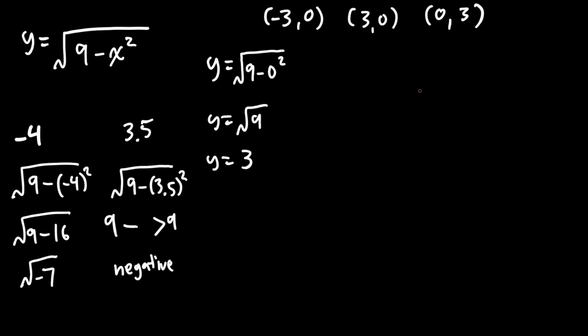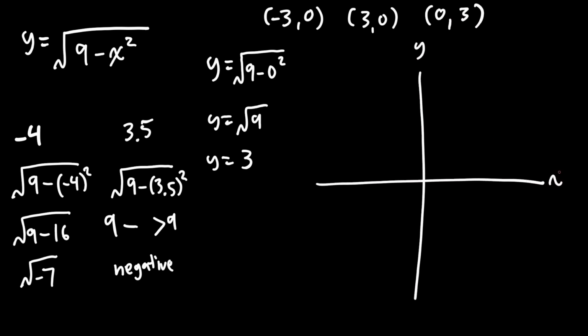So let's draw that out. We have the y-axis, we have the x-axis. So the point -3, comma 0, and then we have the point 3, comma 0. And we also have the point 0, comma 3. So we're going to connect this, and the graph will look something like this. It'll be like a semicircle. So this is the graph of this function.